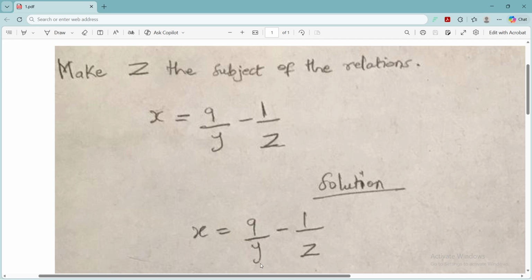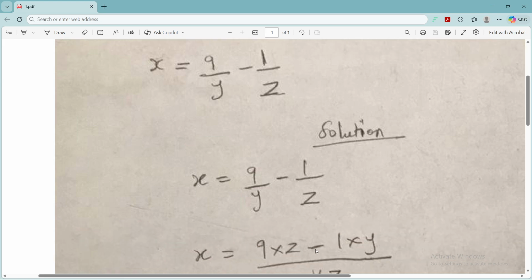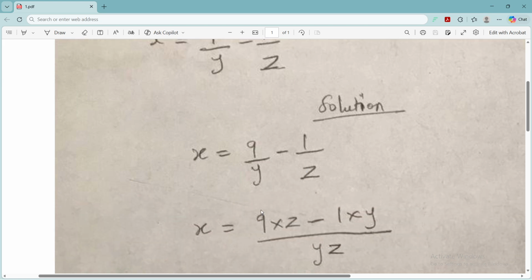Equally, we also multiply the denominator on the left hand side of the equation, which is y, by the numerator on the right hand side, which is 1. Then when we are done, we multiply both denominators, right? So we are going to have our new equation to be 9 multiplying z minus 1 multiplying y divided by y multiplying z, as our new equation.